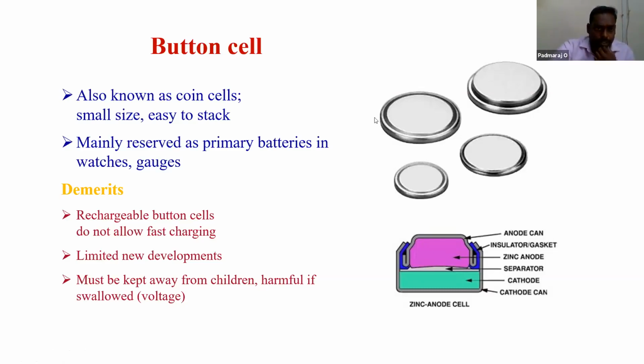It looks like a coin, so it is mainly reserved as a primary battery in watches. What are the demerits here? Rechargeable button cells do not allow fast charging. Understood? They do not allow fast charging.